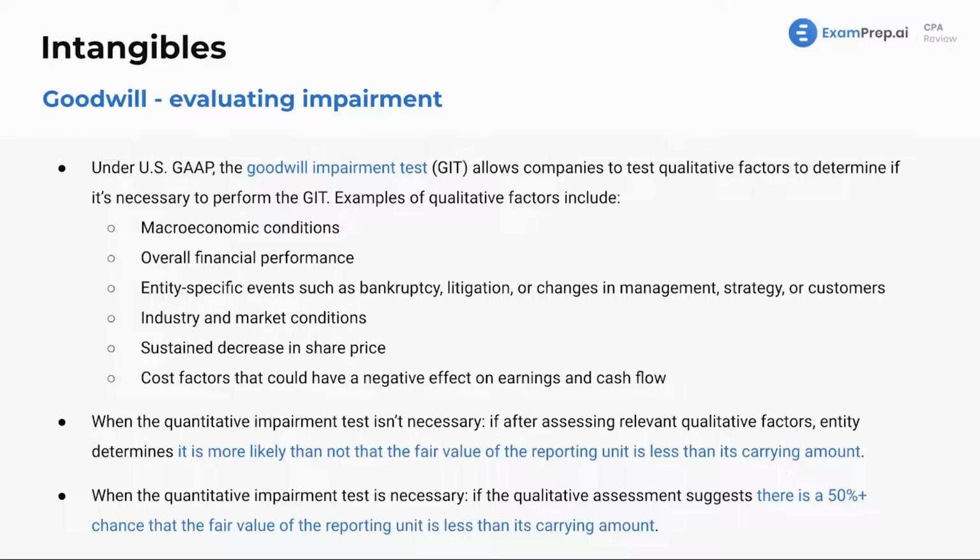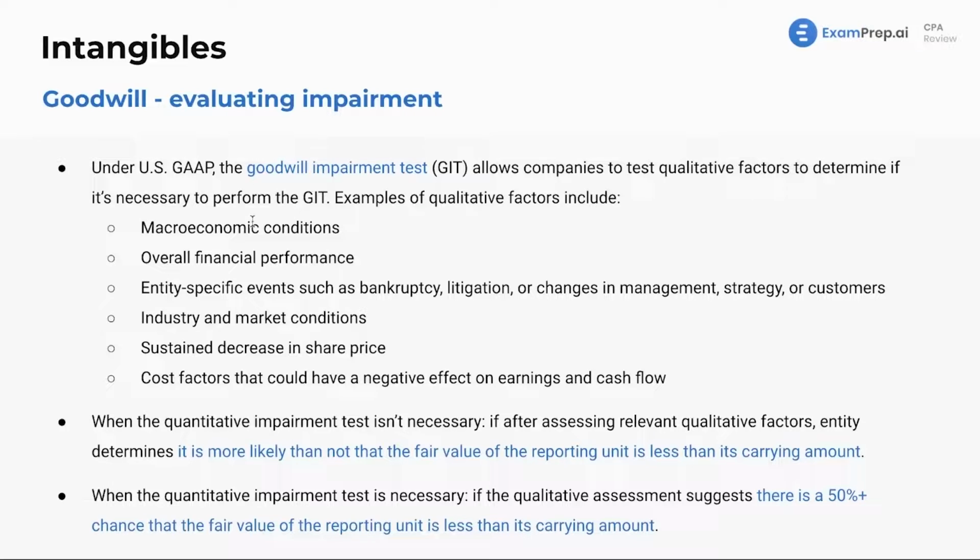All right, goodwill impairment. Under US GAAP, the goodwill impairment test allows companies to test qualitative factors to determine if it's necessary to perform the goodwill impairment test. Basically, it's saying that before you even try to use numbers to determine if there should be goodwill impairment, just think about these non-numerical factors.